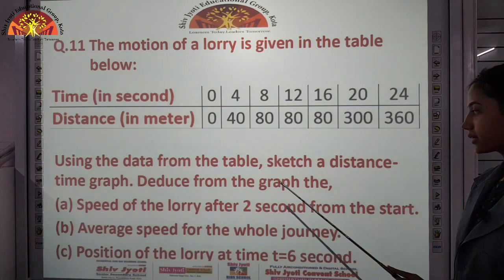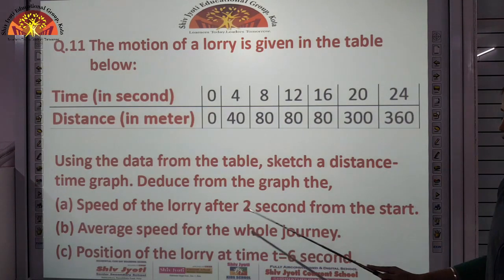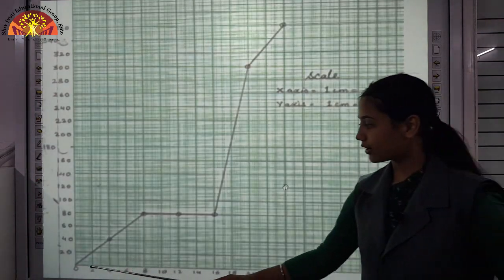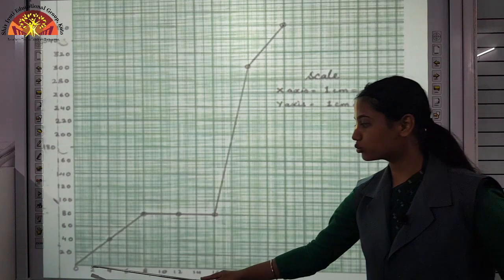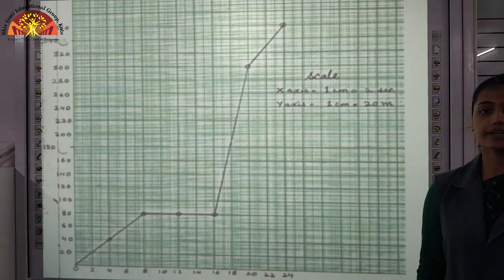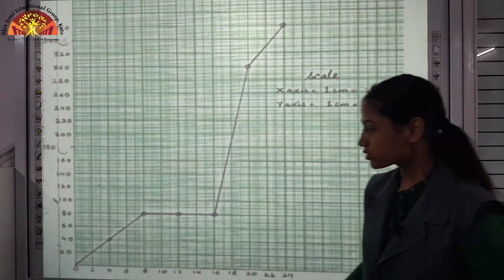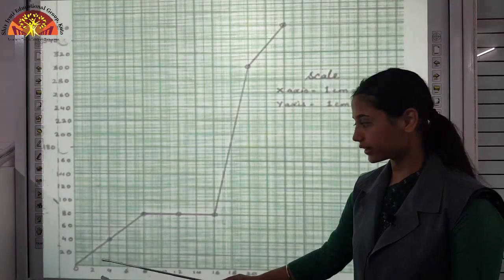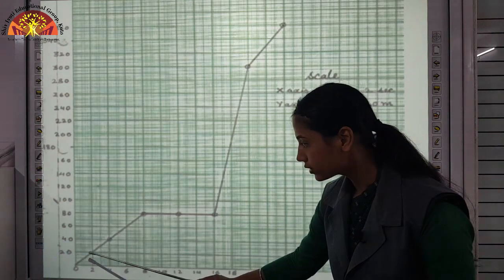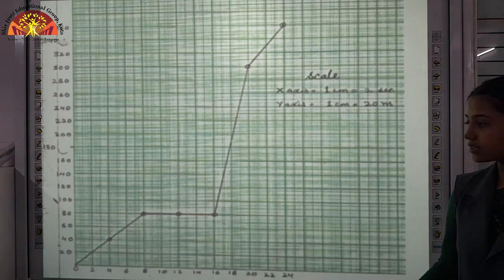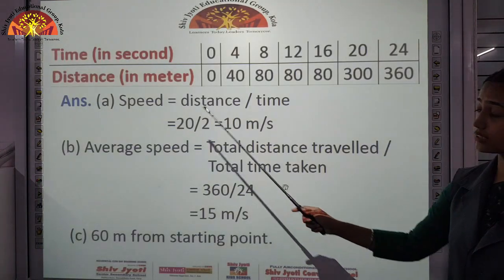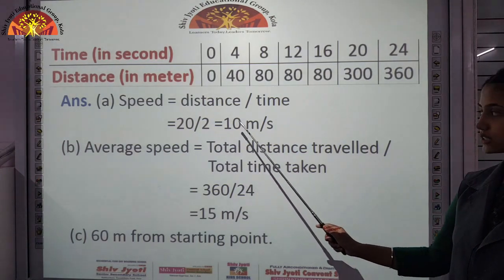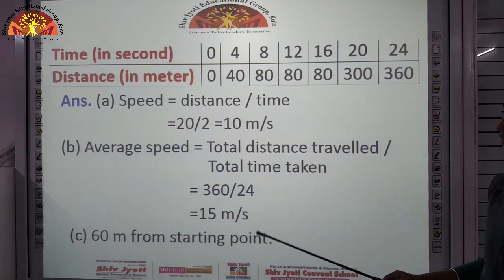Now deduce from the graph speed of the lorry after 2 seconds from the start. You have to measure the speed after 2 seconds. Formula for speed is distance upon time. So you have to check the distance travelled by this lorry after 2 seconds. So at 2, the point is coming at 20. So what will be the speed? Distance upon time, that means 20 divided by 2, which is 10 meter per second.